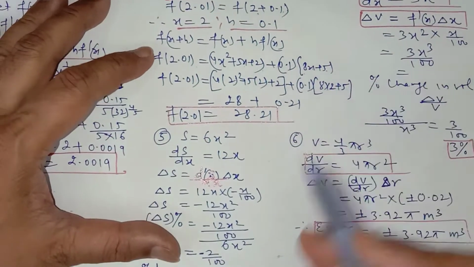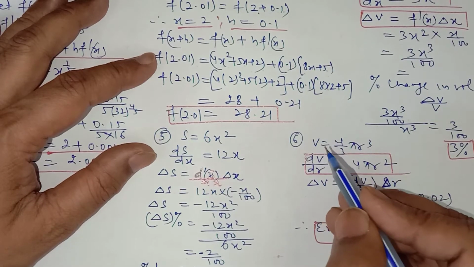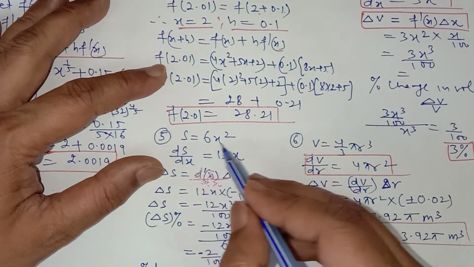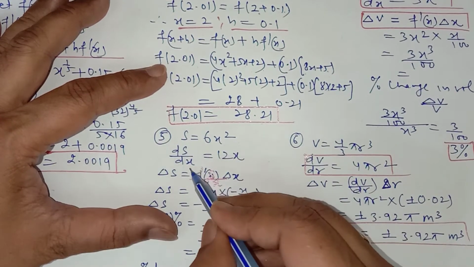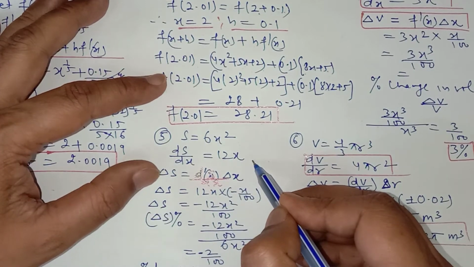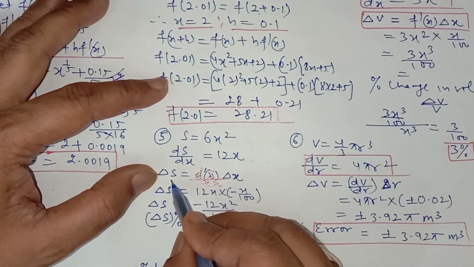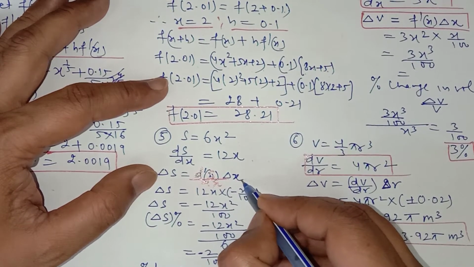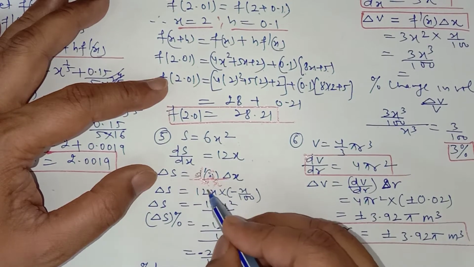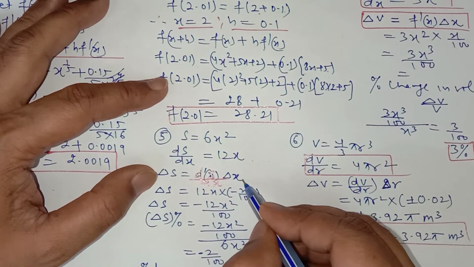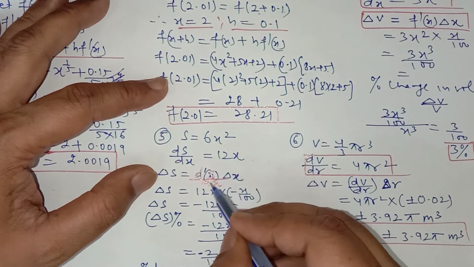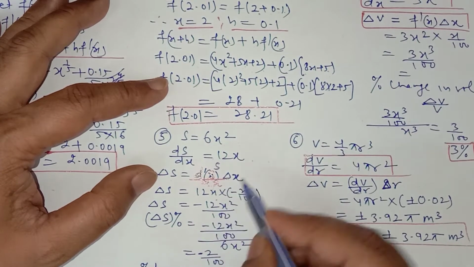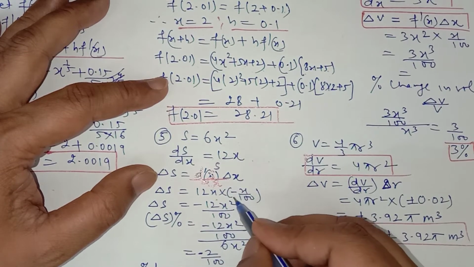Now in question number 5, you have to find the percentage change in the surface area of the cube. The surface area of the cube is 6x square, so its derivative will be 12x. Now we know that the small change in surface area will be the derivative of the surface area into the small change in x, the side. So dS upon dx will be 12x, and delta x is given as x upon 100.